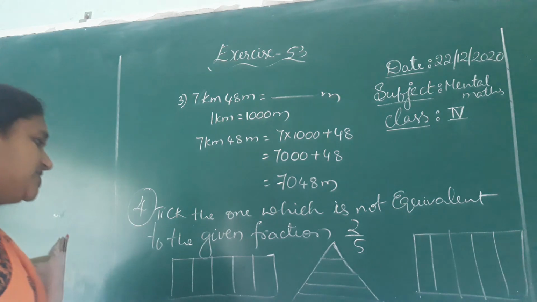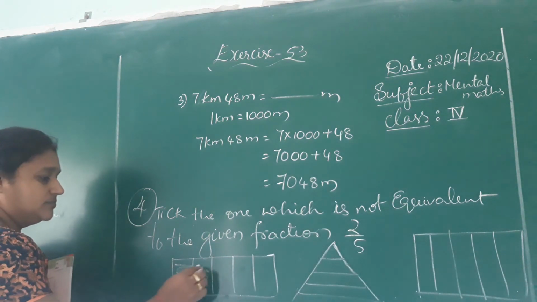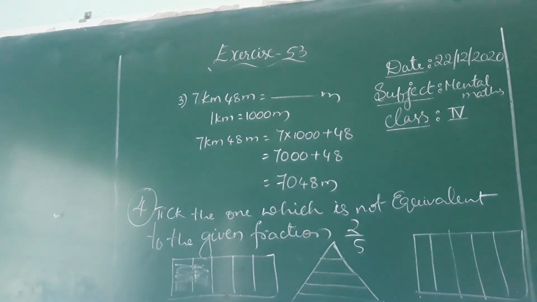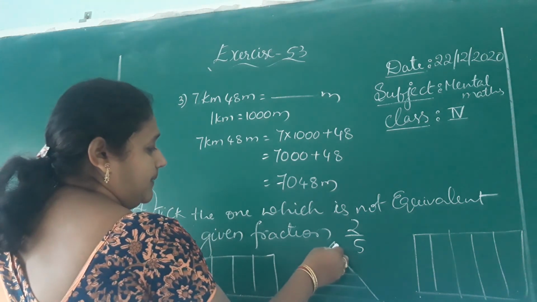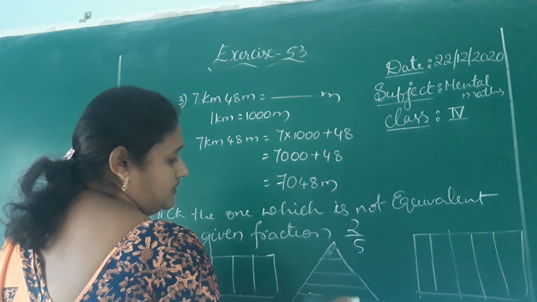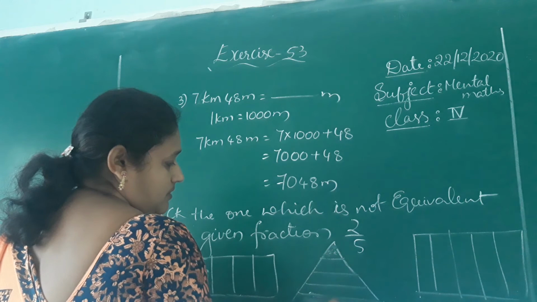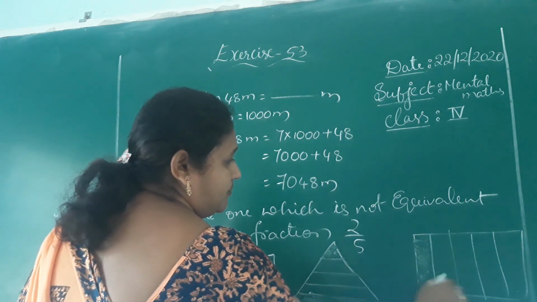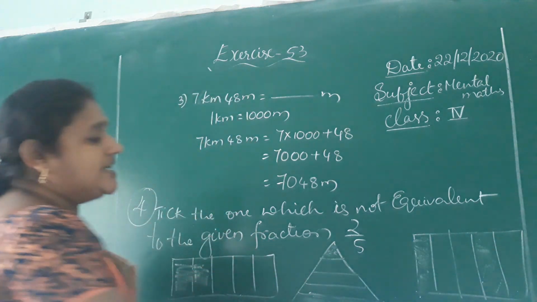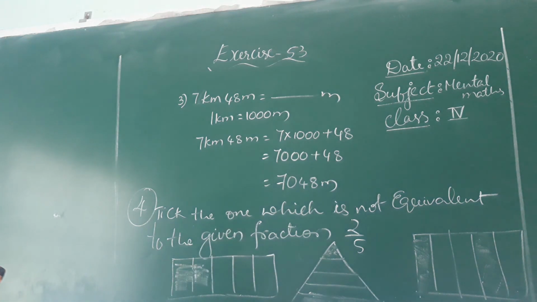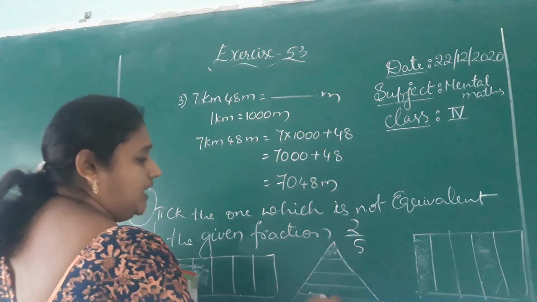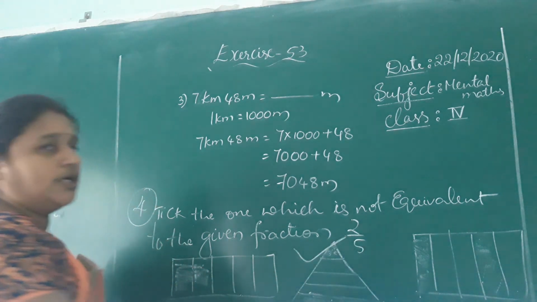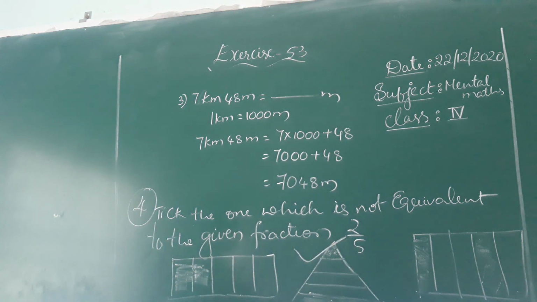Here if you observe, they shaded 2 parts here. Here also they shaded 2 parts, upper part and down part. Here they shaded individually, but here they are asking which one is not equivalent to 2 by 5. In all, 2 parts are shaded, but in this figure these are not equal parts. So this is not equivalent to 2 by 5.